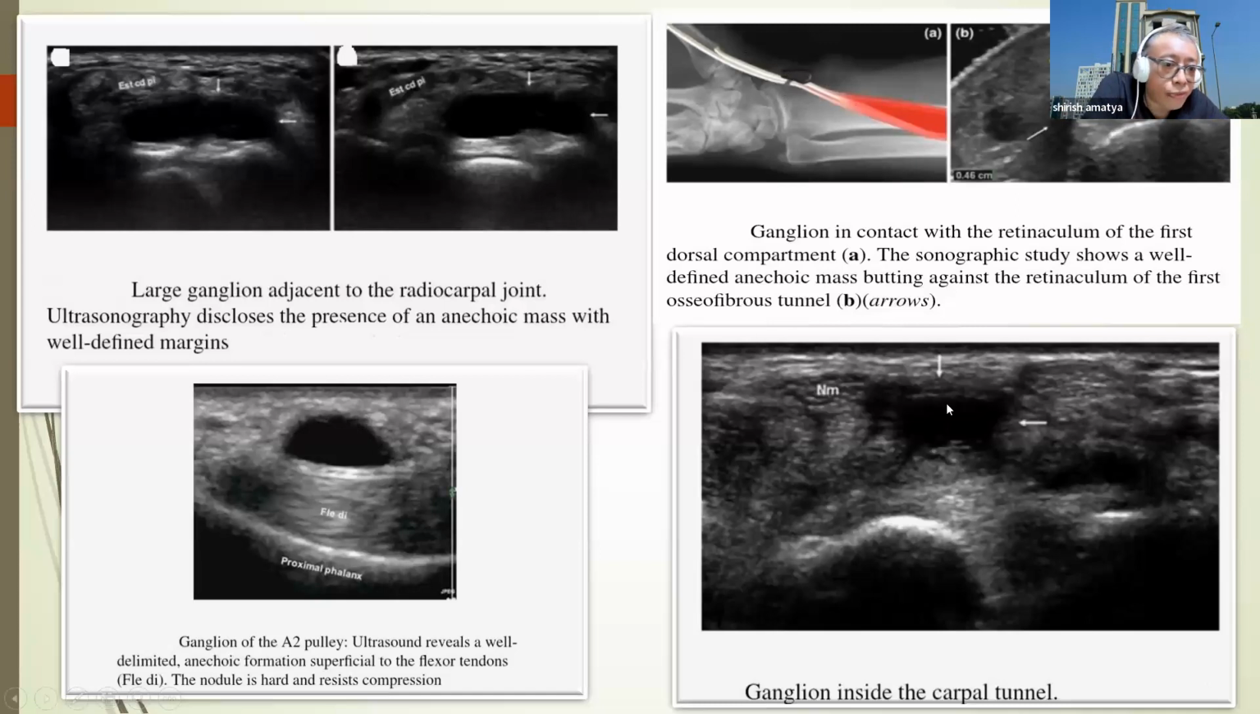In the lower part of the right side of the slide, you can see a ganglia, but it is in the carpal tunnel. So when the ganglia is inside the carpal tunnel, it can cause pressure on the median nerve and cause carpal tunnel syndrome.